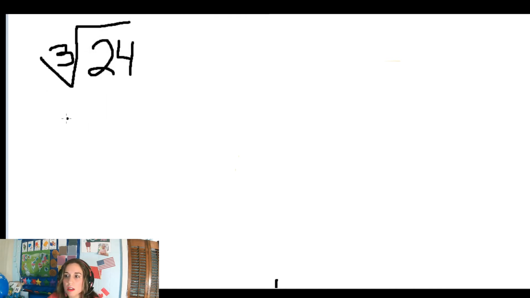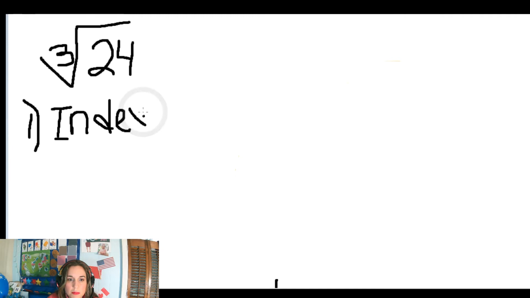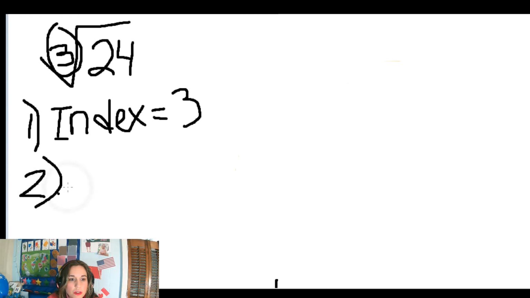Okay, so let's say I said that I wanted you to simplify the, oops, I always do that, you guys. I want you to simplify the cube root of 24. Okay, we're going to simplify this. So again, I'm going to tell myself, okay, the index, what's the index? Well, this time it's really obvious, right? It's 3. So the index equals 3. So now I'm looking for numbers where I have 3 copies.